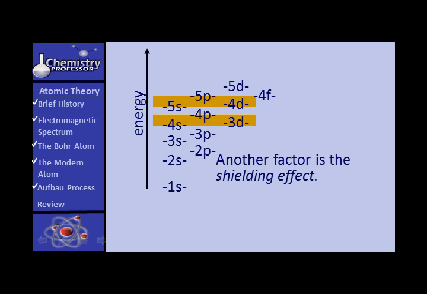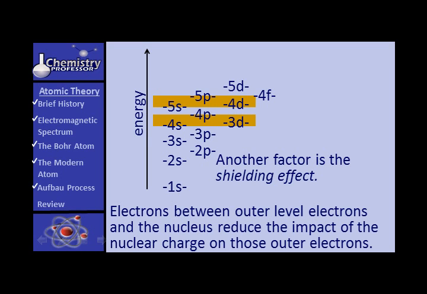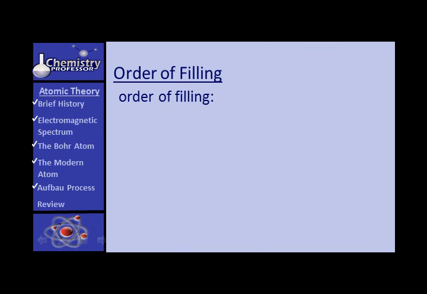There's another factor that I want you to think about, called the shielding effect. You see, electrons between the outer levels of electrons and the nucleus reduce the impact of the nuclear charge on those outer electrons. It is as if those inner electrons are shielding those outer electrons from the pull of the nucleus. When we consider these factors, the result is this order of filling.